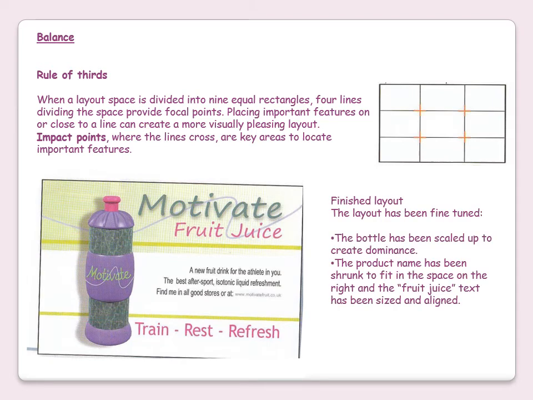Here in the finished layout of the fruit juice bottle, the bottle has been scaled up to create dominance. The product name has been shrunk to fit in the space on the right, and the fruit juice text has been sized and aligned. But more importantly, the bottle has been placed on one of these rule of thirds lines to create the focal point. Depth has been created.